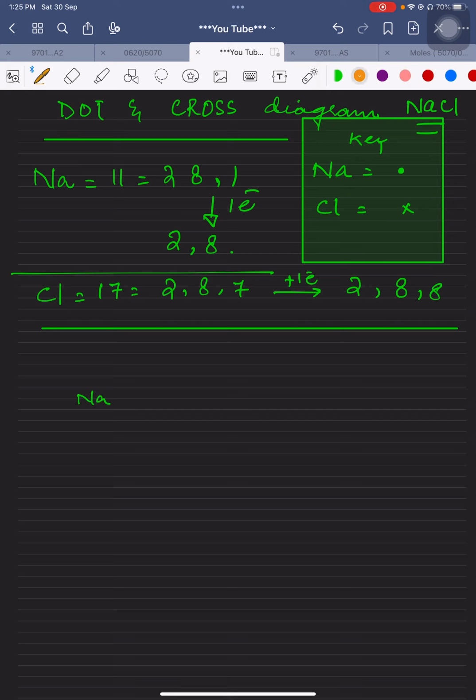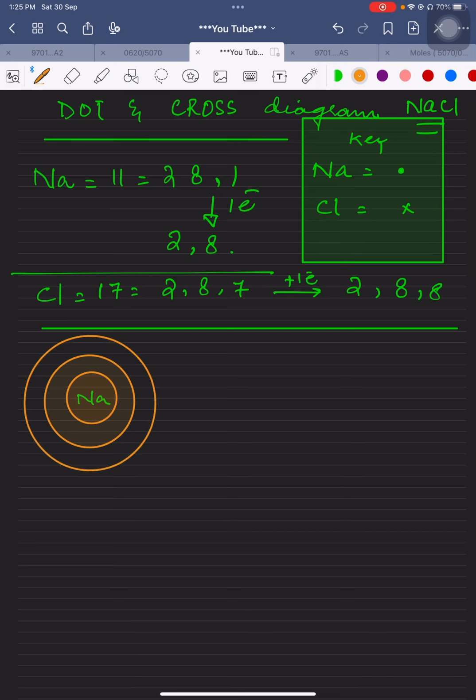I'm changing the color. It is the first electronic shell, it is the second electronic shell, it is the third electronic shell. Yes, okay, and then I'm saying this is the change. It is now sodium plus 1. I should write it on the bracket. Okay, this is the first shell, this is the second shell, and these are the square brackets.